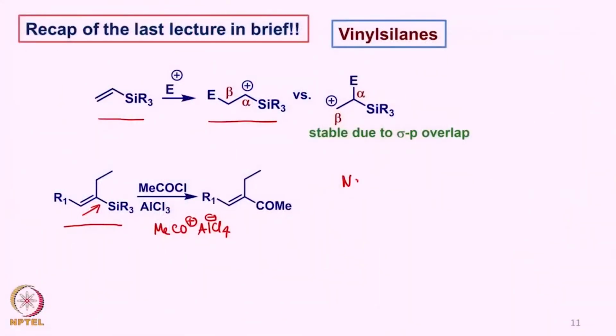Then we also saw the Nazarov cyclization. In the Nazarov cyclization, we saw how the regiochemistry of cyclization is basically dictated by the silicon group. So, we saw various aspects of the vinyl silane chemistry, and of course, intramolecular cyclizations also take place, where the double bond that holds the silicon actually allows the cyclization to take place from the same carbon as the carbon that holds the silicon.